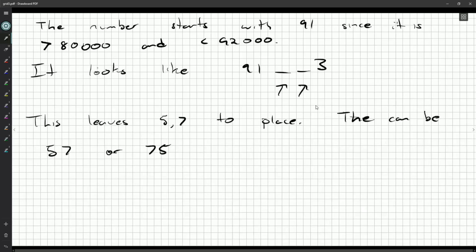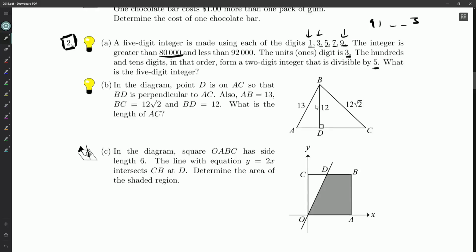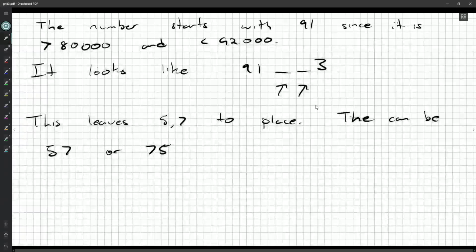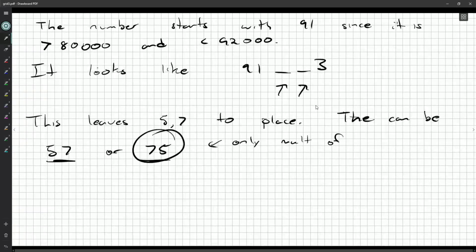Now, what's the order here? Want to be very careful. Hundreds digit and then tens digit. So the order that we would actually read them has to be a multiple of 5, or divisible by 5. Of the 2, only one of these is. 75 is the only multiple of 5. So there's no guess. The number must be 91753. And that's it. We move right along.